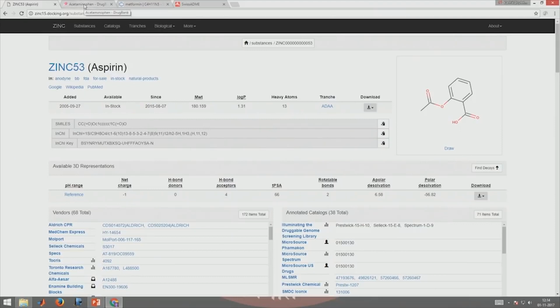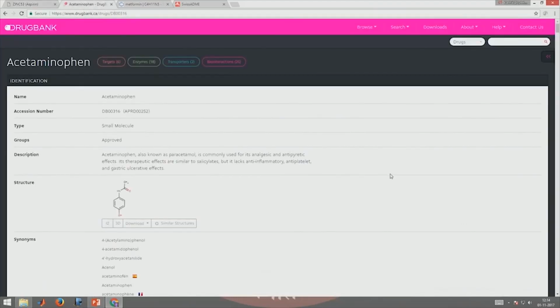Now, let us look at another database. This is called the DrugBank database. This molecule is called acetaminophen. It is like a paracetamol, it is a paracetamol. So, it can be used as an analgesic, antipyretic. These are the applications it is used for. It does not have anti-inflammatory or anti-platelet activity, but it can be used as an antipyretic.